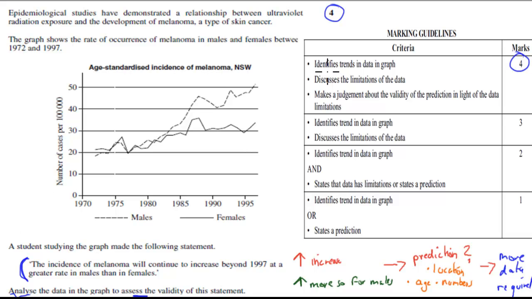First of all, identify trends in the data in the graph. This is just saying what the data actually says. So in this case, we're going to say there's an overall increase in the number of cases of melanoma. And it is true there is a greater increase in males than females, right? So that's what we'll be saying here to get 1 mark. We just say, yep, there's been an increase in overall cases, plus the fact that there's a greater increase in males is also true. Then we have to talk about the prediction as well, because it says assess the validity.